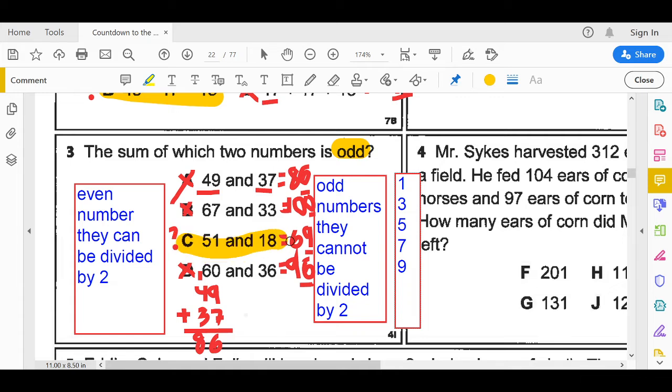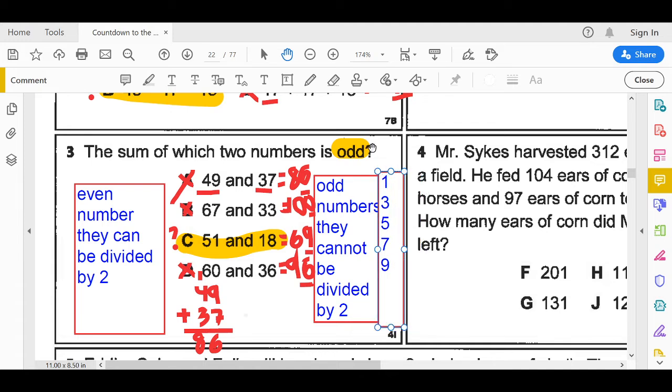You cannot divide it by 2 and still have whole numbers. You will have a fraction. So if you try to divide 69 by 2, the answer will be 34.5, 34 and a half. And that is not a whole number. Okay, let me just move this right here. And let's go to number 4.